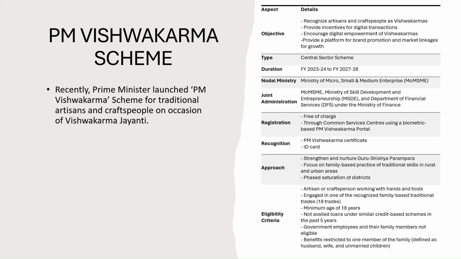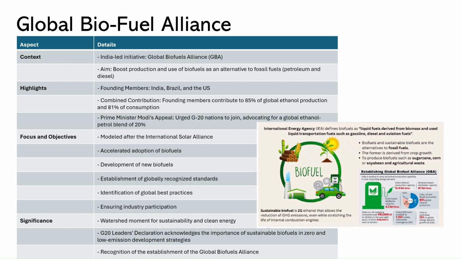Registration is free through Common Services Centers using a biometric-based PM Vishwakarma portal. The recognition includes a PM Vishwakarma certificate and ID card for the artisans and craftspeople. The benefits are extended to one member per family, and the required documents include Aadhaar, mobile number, bank details, and ration card. And lastly, lending. The lending institutions include scheduled commercial banks, regional rural banks, small finance banks, cooperative banks, NBFCs, and microfinance institutions as well, right? So that is all about the PM Vishwakarma scheme.